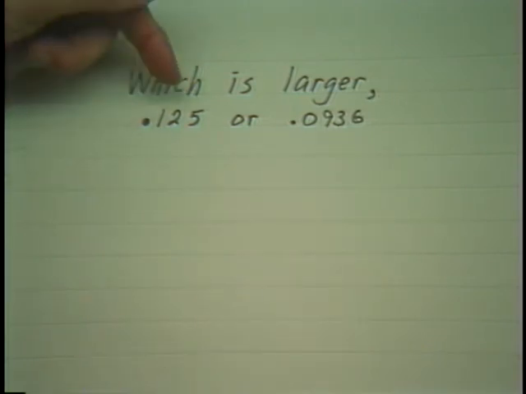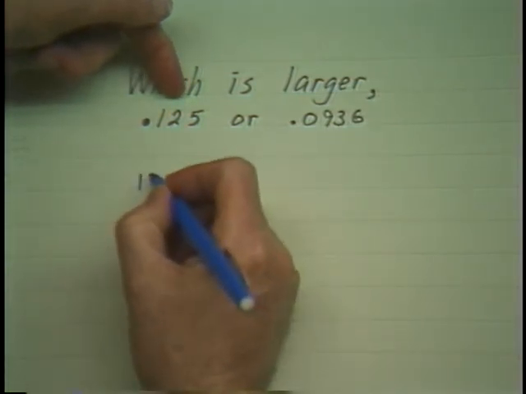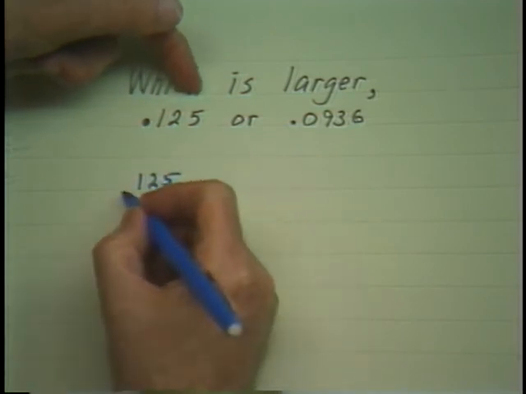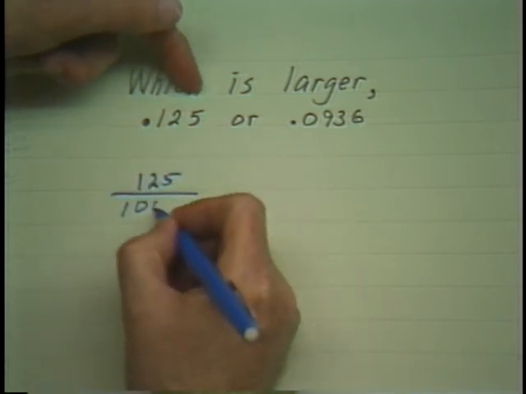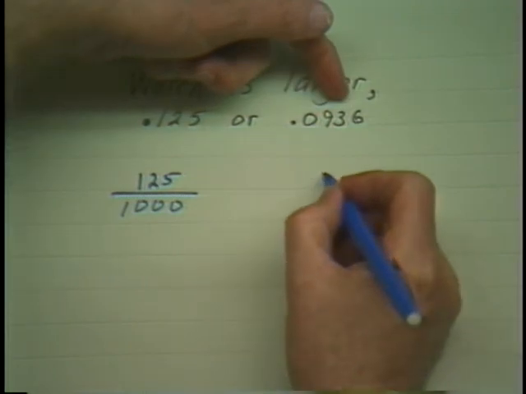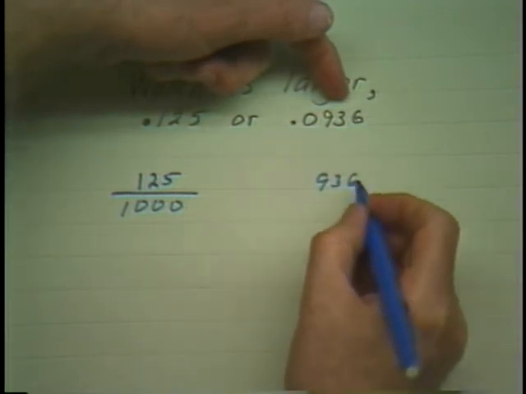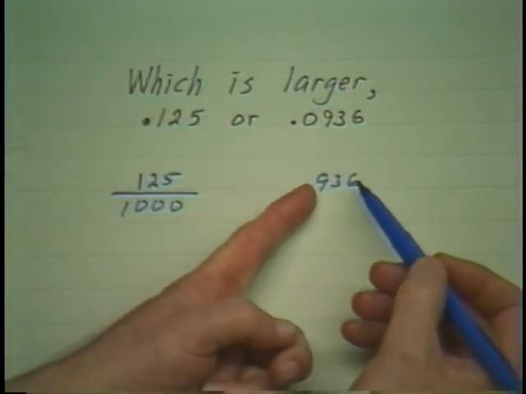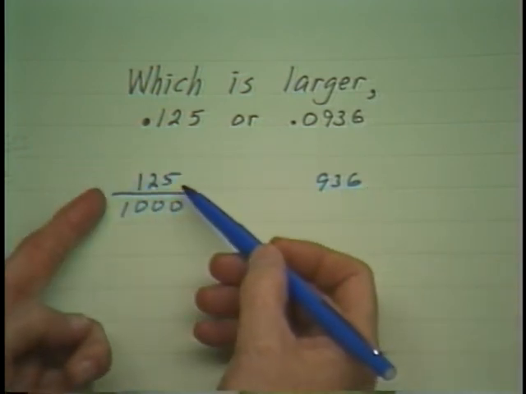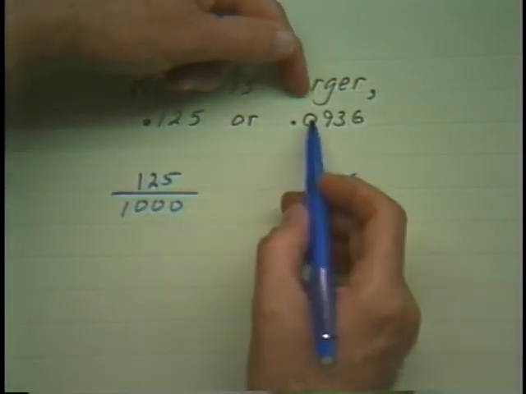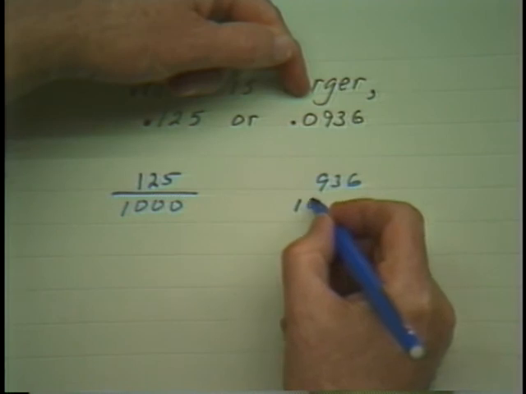Let's write these. This is 125 thousandths. But this one is 936. And see, the average person says, see, that's larger than that. But this is 936 ten-thousandths.